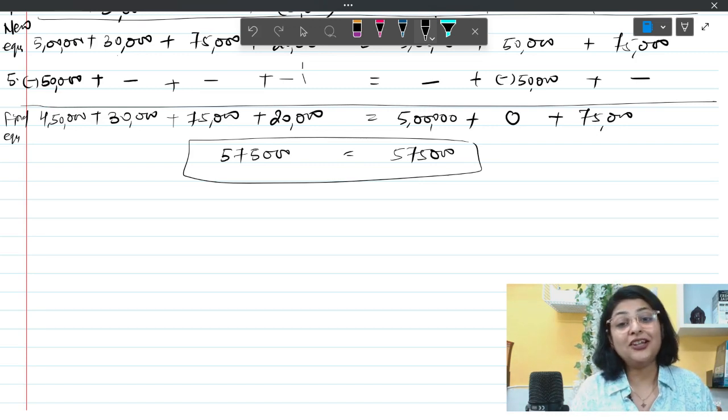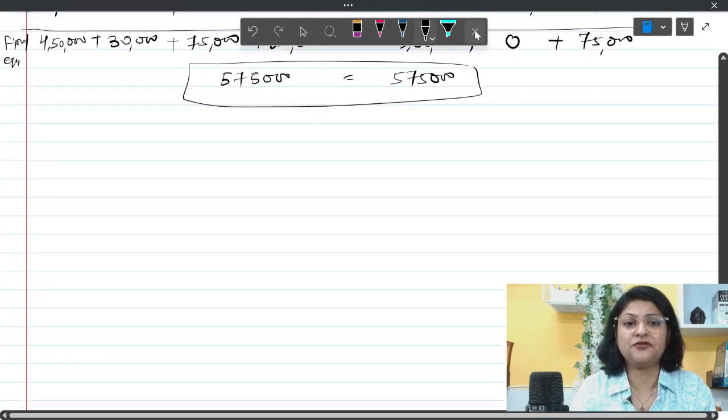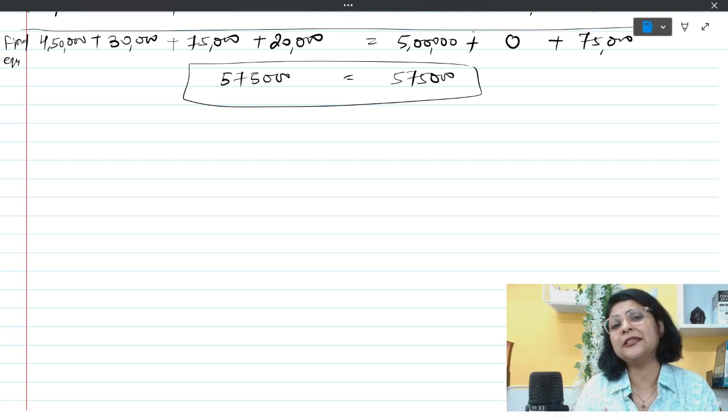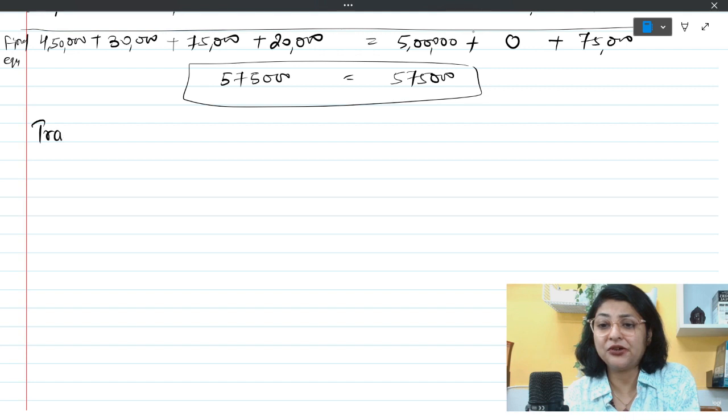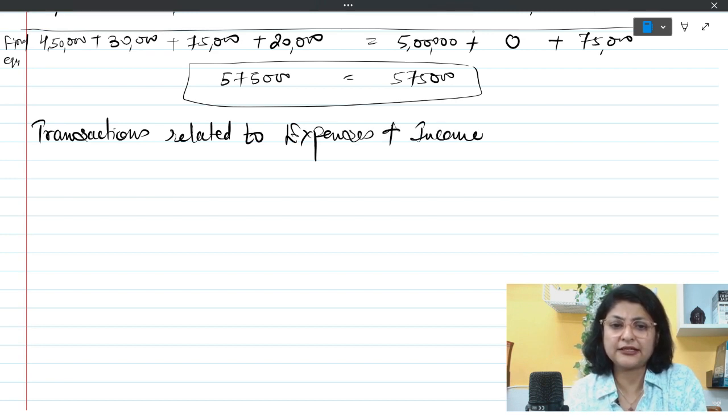Okay, now let us understand a few more transactions in today's class, that is related to the transactions where you have to pay some expenses and you are earning some income. So transactions related to expenses and income. First we'll write down something about this.